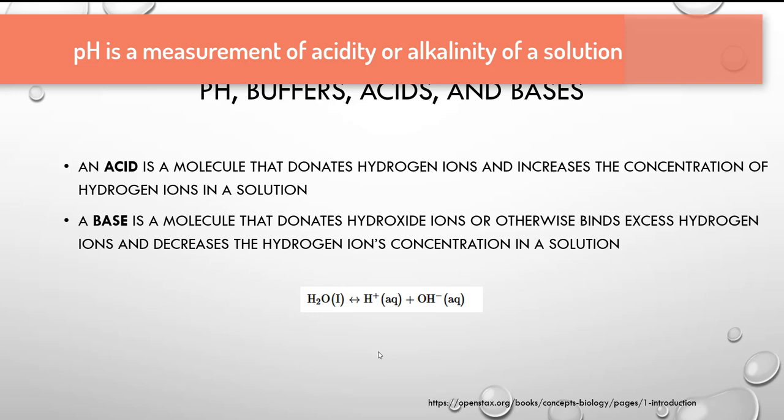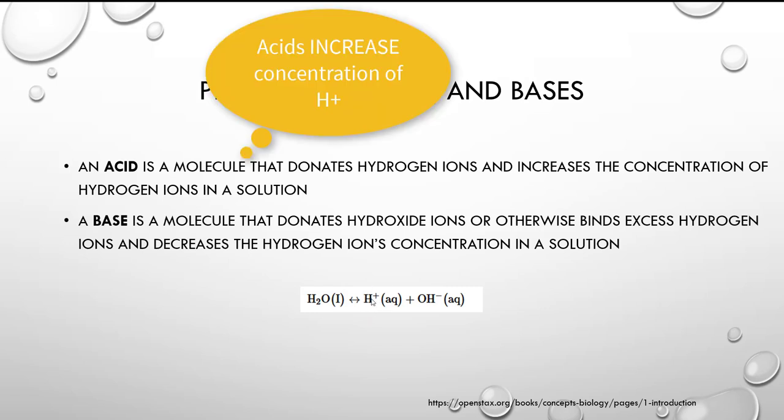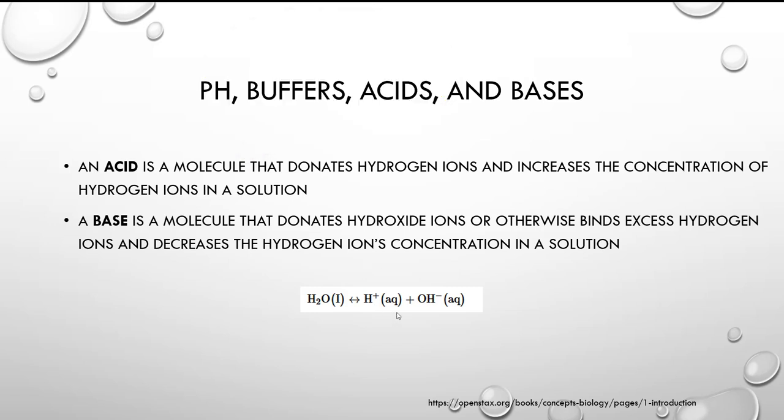An acid is a molecule that donates hydrogen ions, and so it's going to increase the amount of hydrogen ions in a solution. Hydrogen ions are basically just H+. So if a solution has a lot of H pluses in it, then it's acidic. Okay. A base is the opposite.